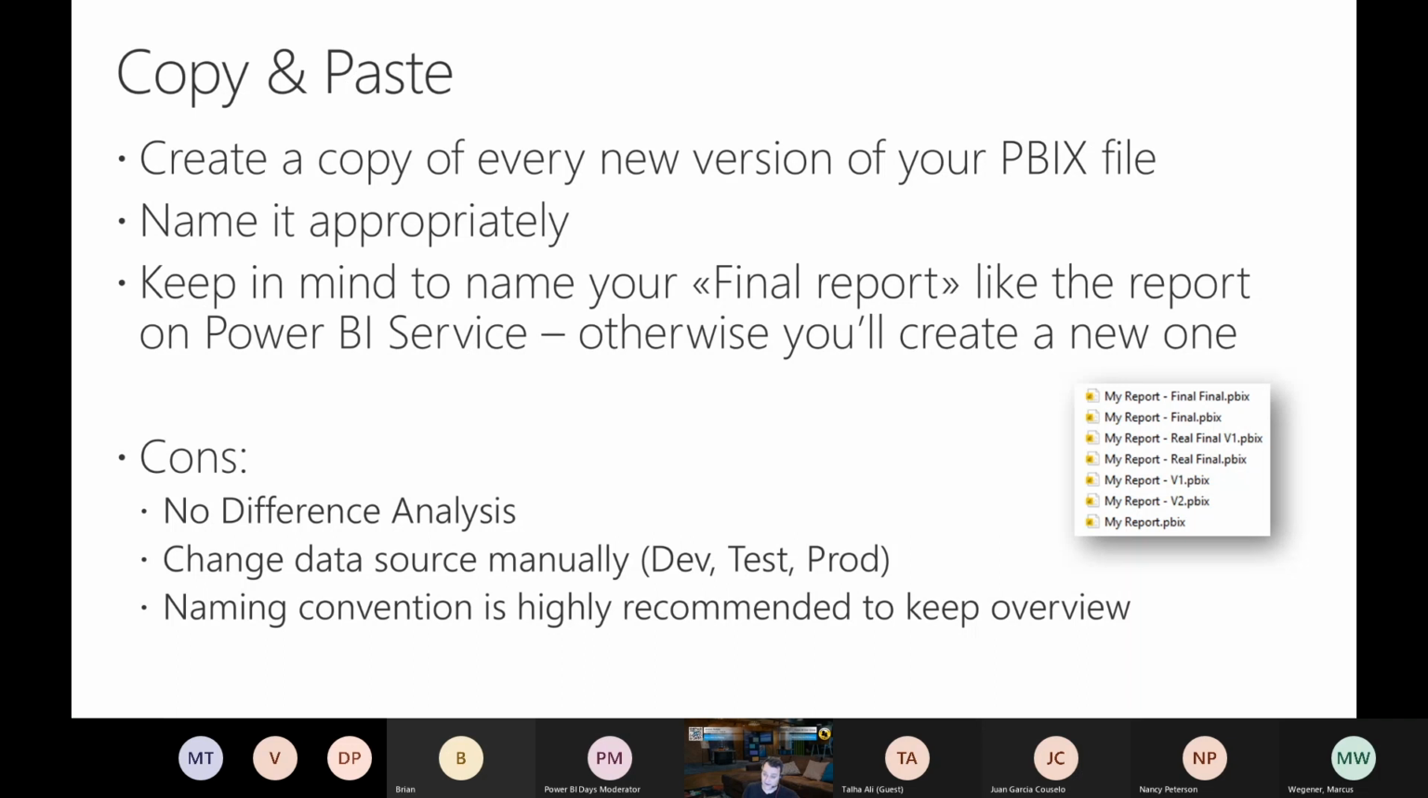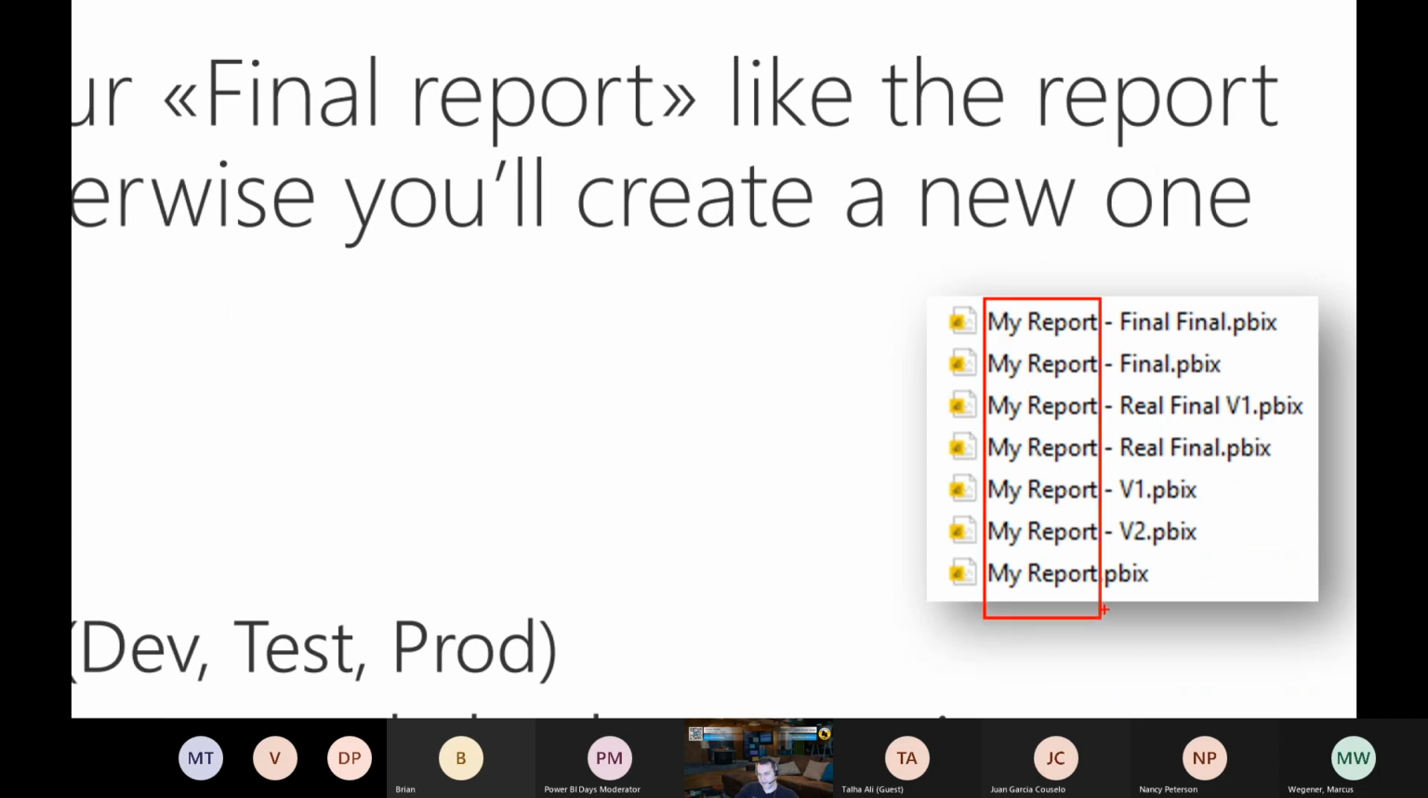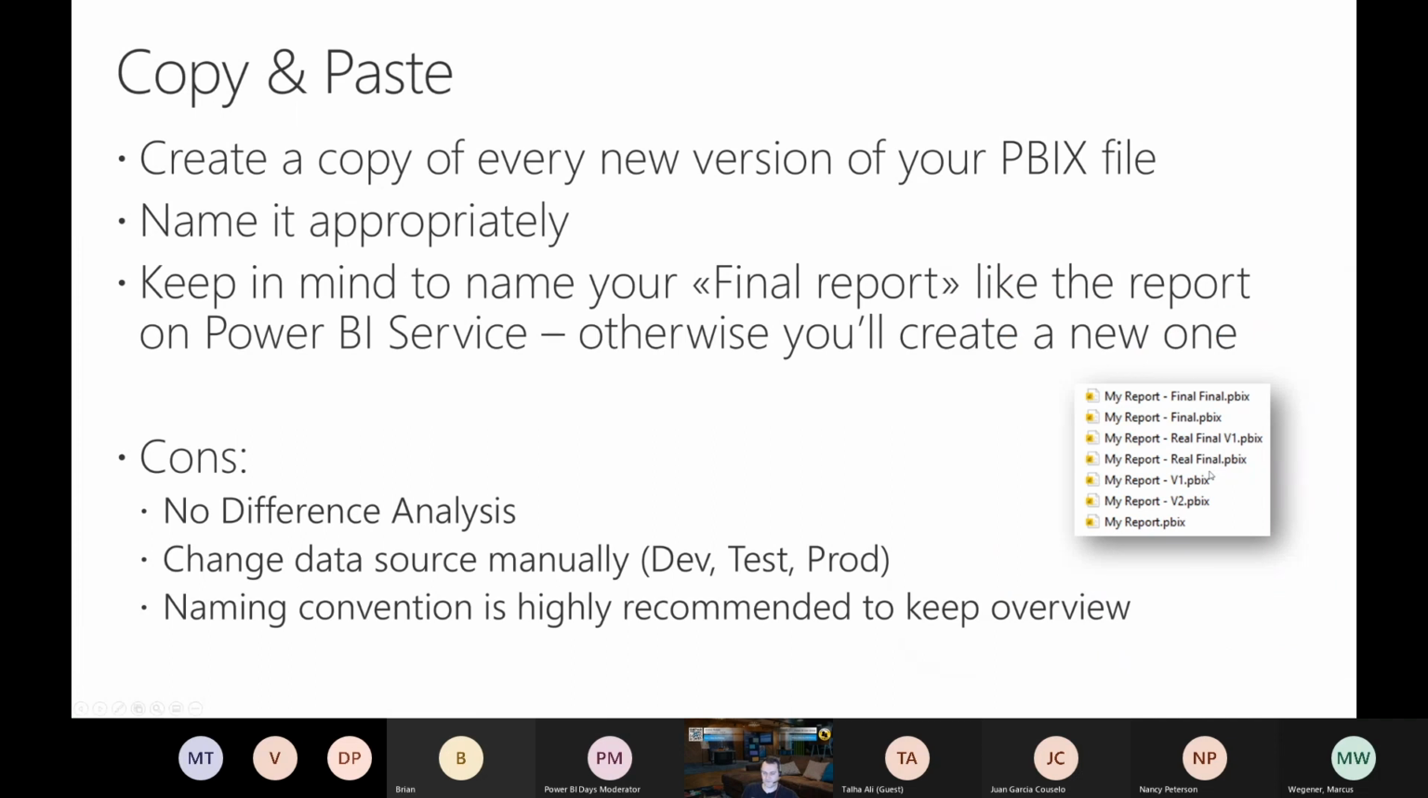And it's highly recommended to have a naming convention if you go with this approach to keep an overview. In my little case, you see I have my report at the beginning, but afterwards it's already a little bit hard to tell which one is really the final report. So if you copy it, it probably makes sense to have a date or whatever to know which version is really the newest, the current version. But as mentioned, I totally do not recommend going this way. This is just to show you that this is also possible, but absolutely not a recommended way.